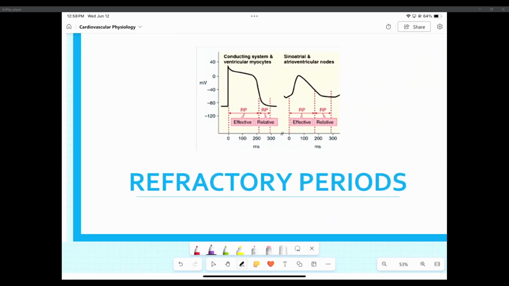Here's just another way of looking at it. Remember why we have the absolute: sodium channels haven't fully reset yet. In the relative refractory period, enough sodium channels have now reset that if an impulse comes along, we can depolarize. That's the relative.